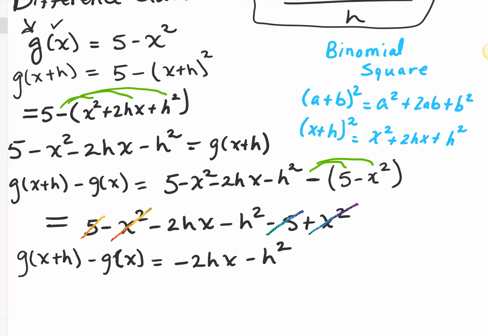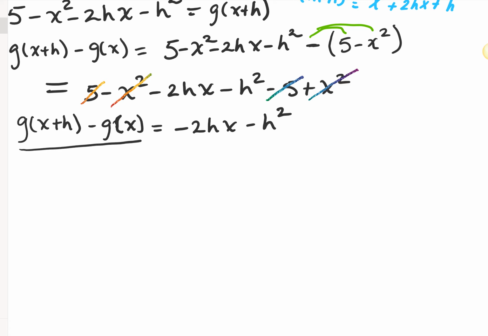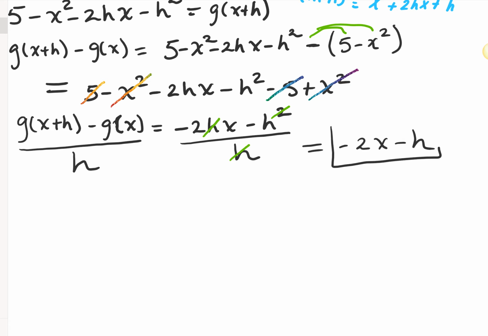So now what we do, let me move this up here, you have this, and then you're going to divide it by h. So you're going to divide this by h. So what you do in effect is you cancel out an h here, cancel out this h here, and only one of these h's there. So you are left with negative 2x minus h as your final answer for this problem.